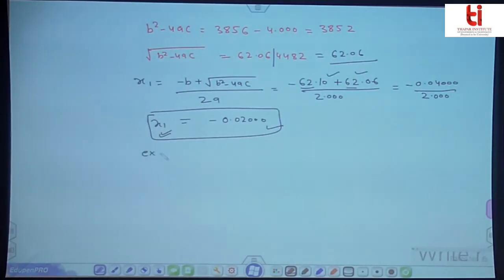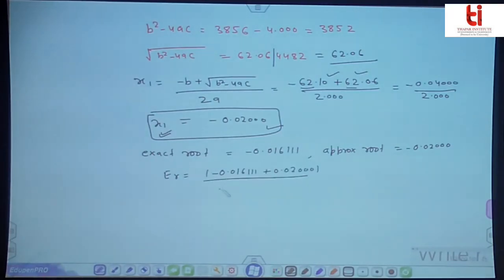So the exact root here is minus 0.016111, and the approximate root is minus 0.02000. So what would be the relative error in this case? It will be minus 0.016111 plus 0.02000, upon minus 0.016111. It is coming out to be 2.4 into 10 raised to the power minus 1.